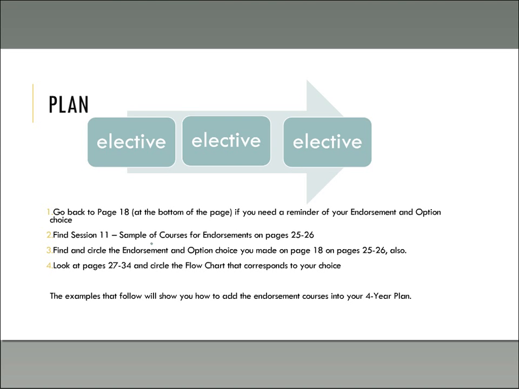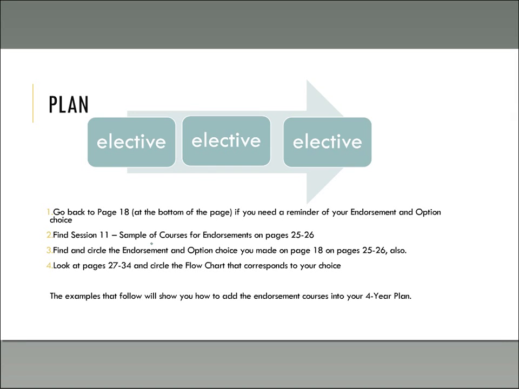Listed are the different endorsements and the different options for those endorsements. Find and circle your endorsement and option choice, the one that you made on page 18, and circle it on either page 25 or 26. As you can see, if you chose STEM, public service, arts and humanities, and then on the back is business and industry and multidisciplinary. So find your endorsement and then circle your option, because that's what you're going to be able to focus on.